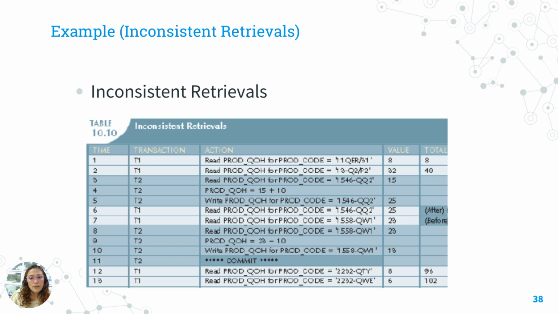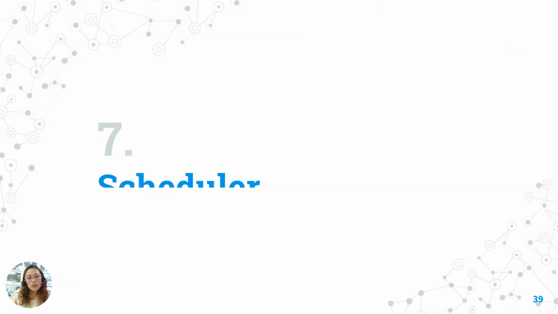Okay, so let's go to the scheduler. In order for these transactions not to encounter concurrency problems, there is one component responsible for scheduling all of these transactions as to when they can access each data item. We call it the scheduler.